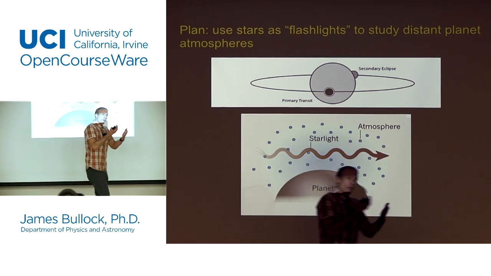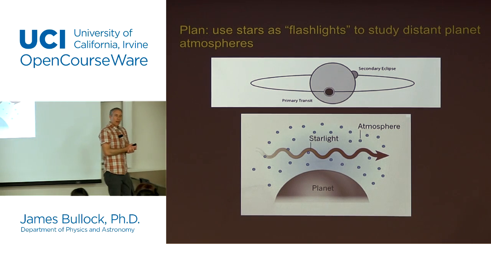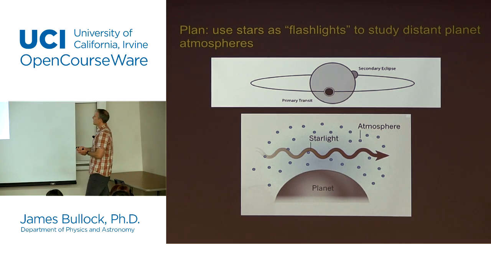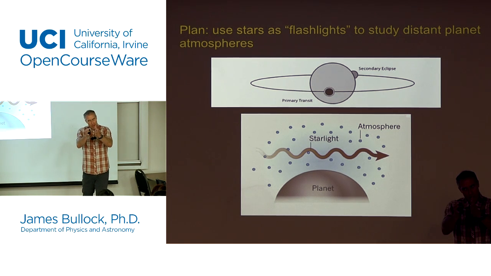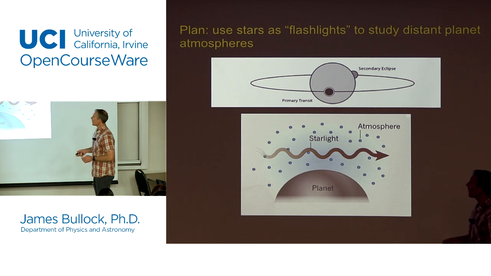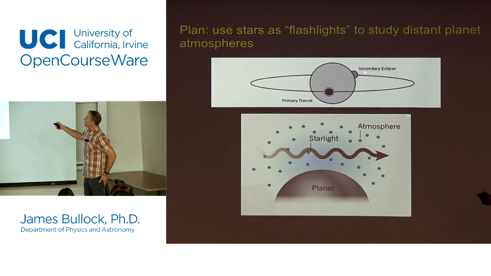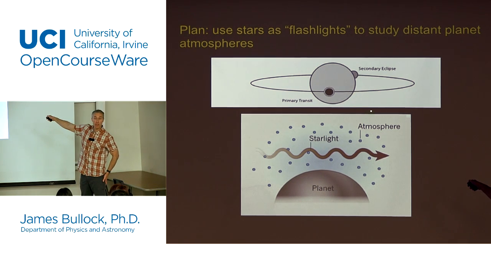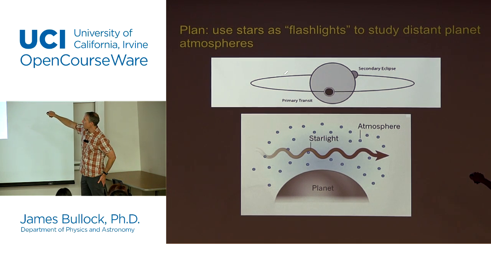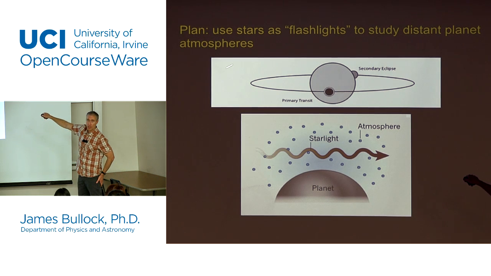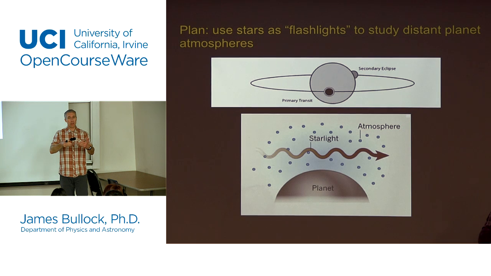So rather than looking at the reflected light off a planet like this, the idea is instead to use the star itself as a flashlight to shine through the atmospheres of these planets. Okay, and if you remember, last time I talked about how a lot of these planets have been discovered: you happen to be looking at a star in such a way that the orbits of its planets are edge on to us, so that when the planet crosses in front of the star, the overall luminosity of the star goes down a little bit, and you look for that dip in the overall luminosity of the star.